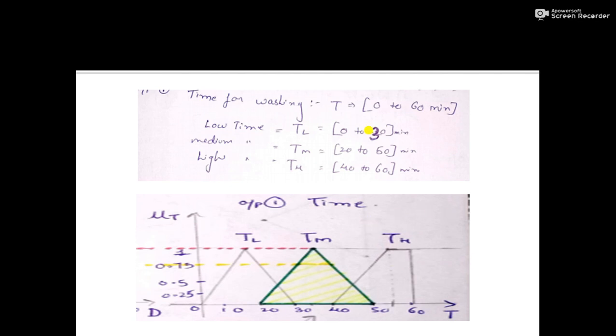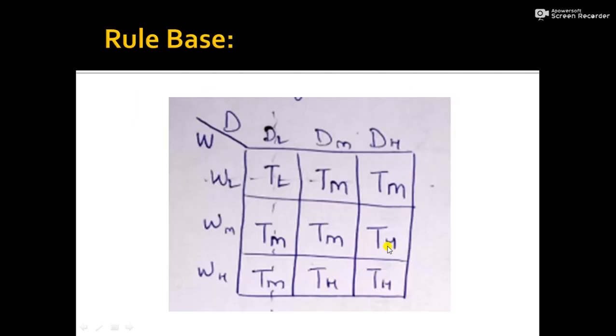Here also we have used a triangular type of function. So low time ranging from 0 to 30 is a triangular function, so it increases and again decreases. Similarly medium time and high time.